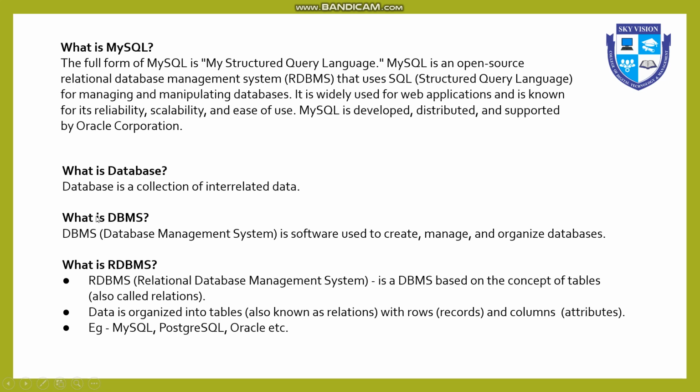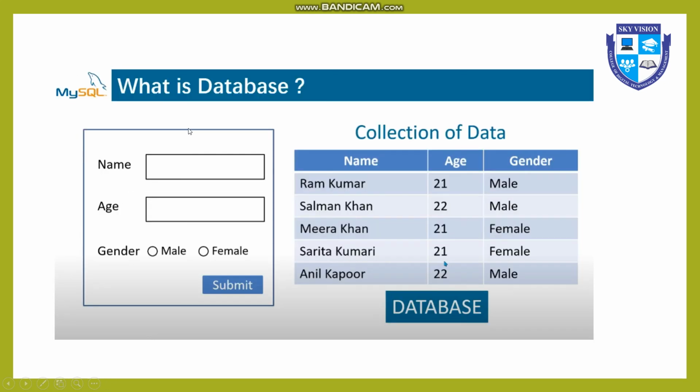And over here we are using RDBMS, the relational database management system. This is a DBMS based on the concept of tables, also called relations. Data is organized into tables, which means when we create the database, inside it we create tables. That table is called a relation, with rows meaning records and columns meaning attributes. For example, the database we are using is MySQL.